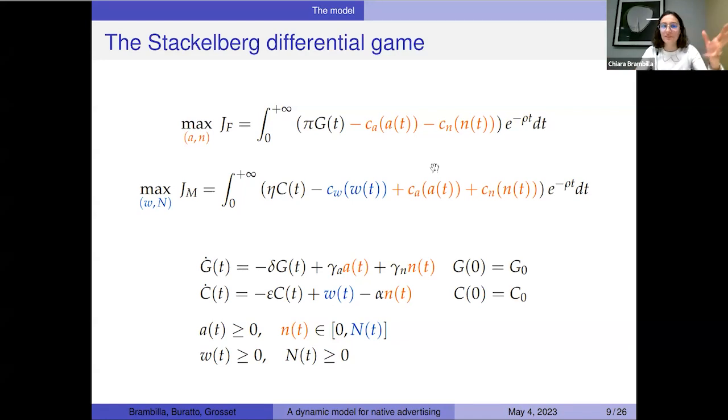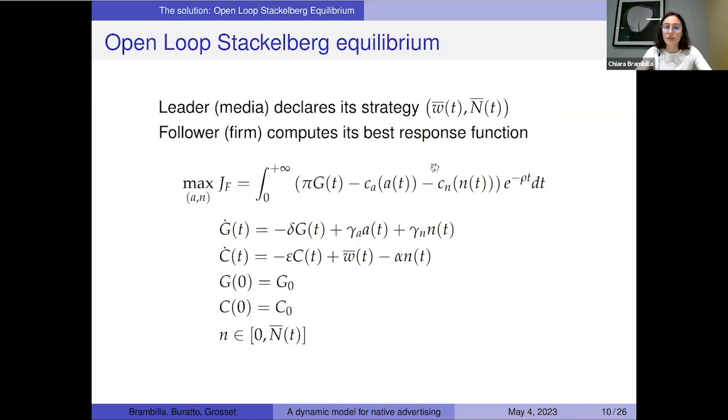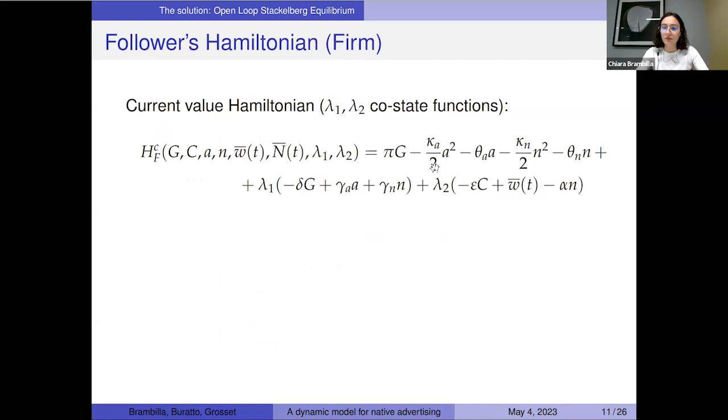Okay. So solving this game, we are going to search for an open-loop Stackelberg equilibrium. So one of the issues that we have to consider is, of course, time consistency. So just to recall how to solve this kind of problem, we assume that the leader, so the media outlet, declares its strategy, W bar and capital N bar, and then the follower, that is the firm, computes its best response functions to the leader strategies. So the follower is going to solve this optimal control problem. And since we are considering an infinite time horizon problem with a discount rate, we consider the current value Hamiltonian function for the follower, so for the firm investing in advertising. And of course, we want to maximize this function with respect to the firm controls that are the standard advertising flow A and the native advertising flow N.